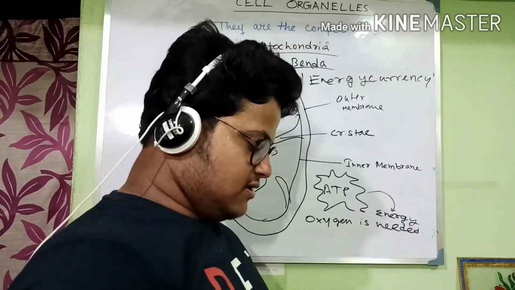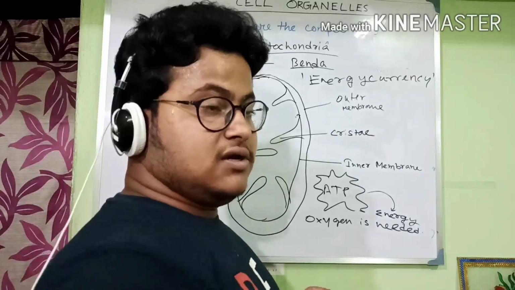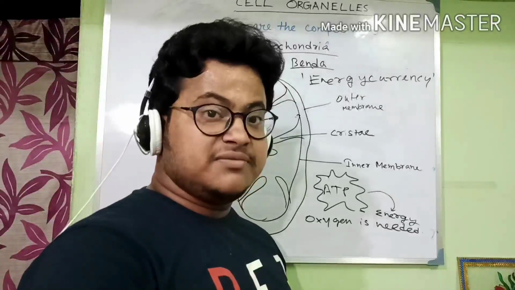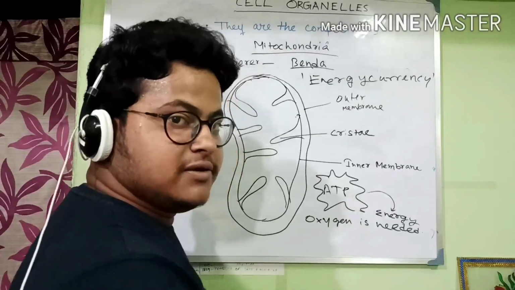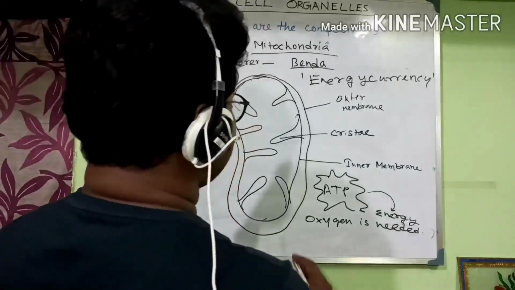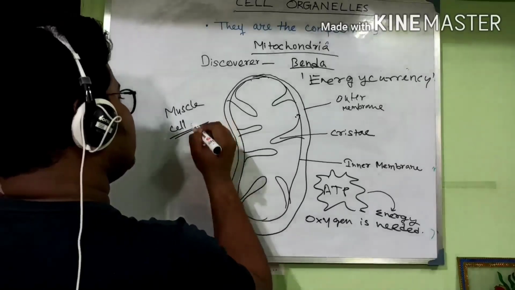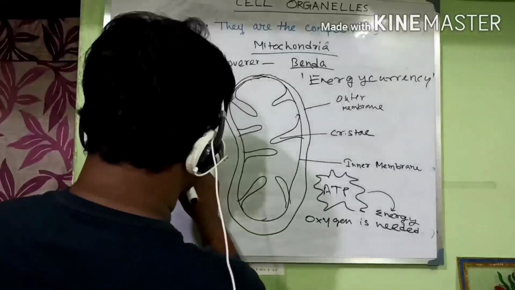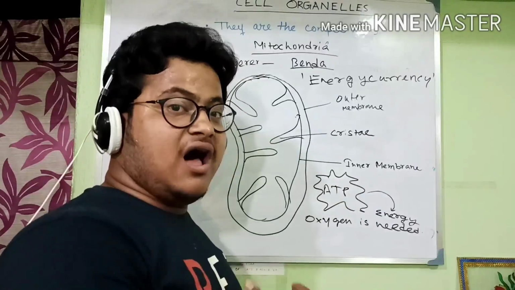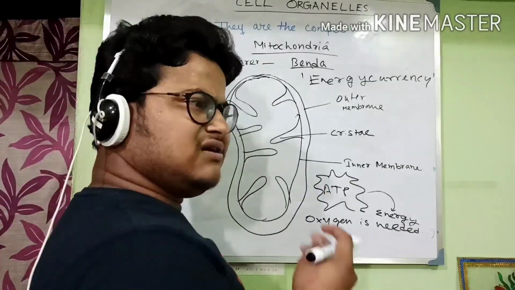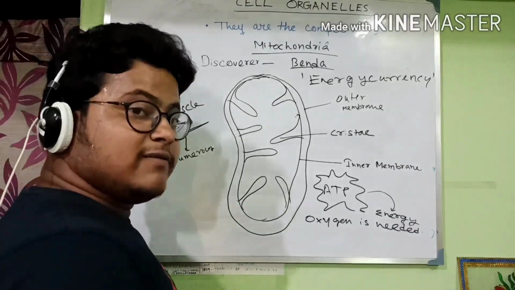In the case of various types of cells which have great importance in our work, like the muscle cell, the mitochondria are numerous because we have to perform work. But in the case of heart cells as well as lung cells, the mitochondria are not as numerous. So this is the overview of the mitochondria.